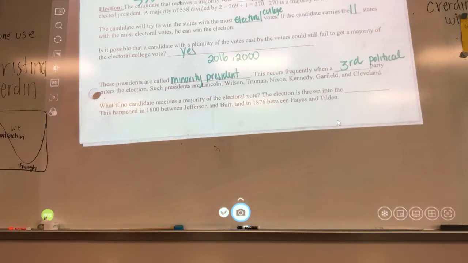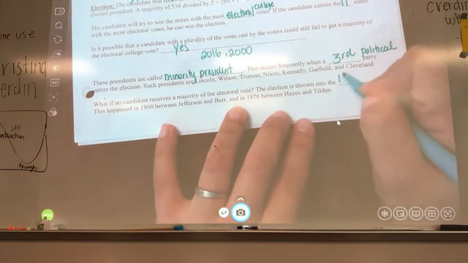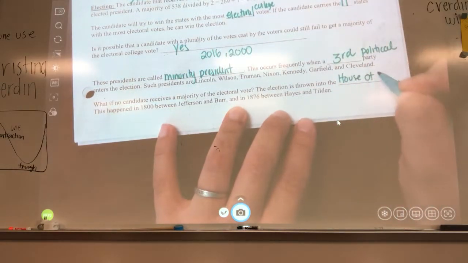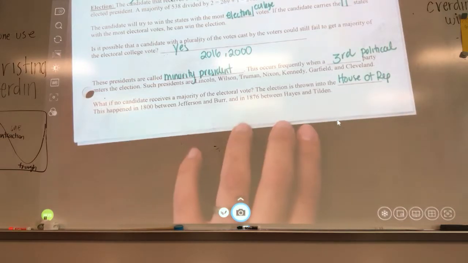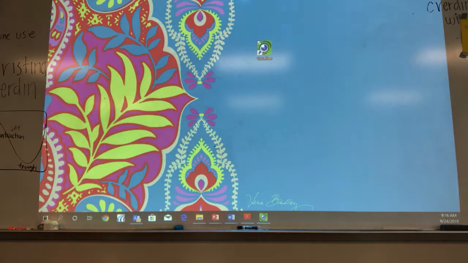There's another issue. What happens when no one receives a majority of the Electoral College vote? Send it to us. It gets thrown to the, not the Senate, because everybody's equal there, it gets thrown to the House of Representatives. This will happen in 1800, when I get to the election of Jefferson versus Burr, and it will happen in the Hayes-Tilden election at the end of Reconstruction. So do y'all now understand the Electoral College and why those people on CNN or Fox News are looking at those numbers that night? Because those election results are coming in.